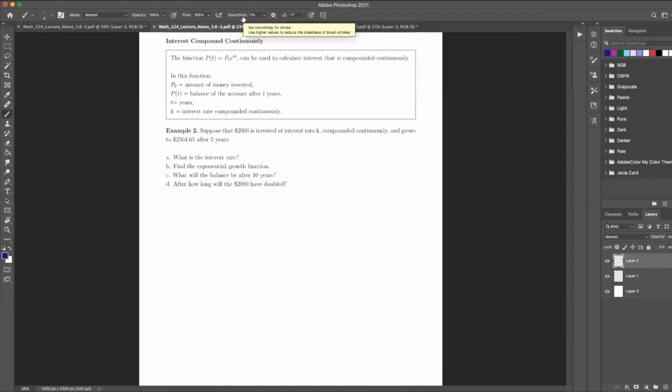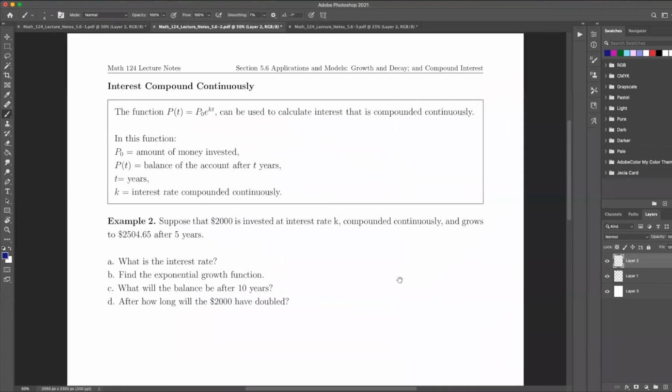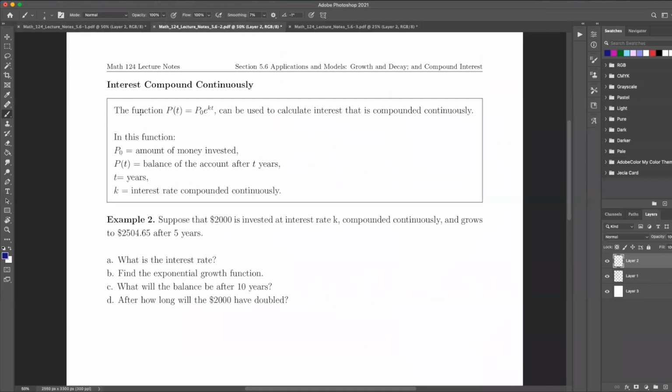So let's go ahead and look at the next one. So let's look at money. So interest compounded continuously. So here's the same thing where this is just the principal, this is the balance after t years, and the interest rate. So it's the same function, the exact same function. All right, so let's work on some things a little bit differently and figure out some stuff.